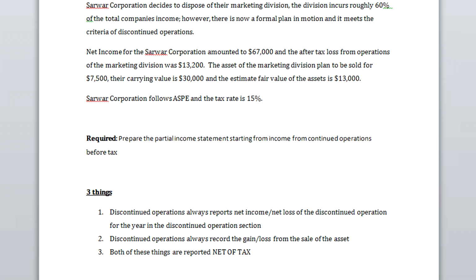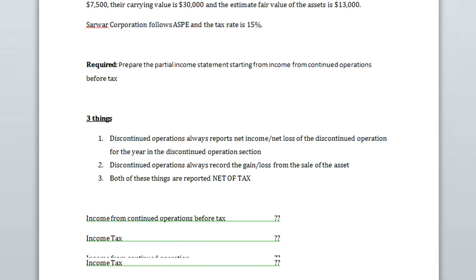Okay, so what do we have here? The asset of the marketing division planned to be sold for $7,500. Then the carrying value is $30,000, and the estimated fair value of the asset is $13,000. Okay, so as you can see, unlike the first question, it's not straight up telling us what the expected loss or gain is. It's given us what it expects to be sold for, its carrying value, and its fair value. Okay, now this is where some math is going to come into play. We're actually going to need to calculate manually what it is.